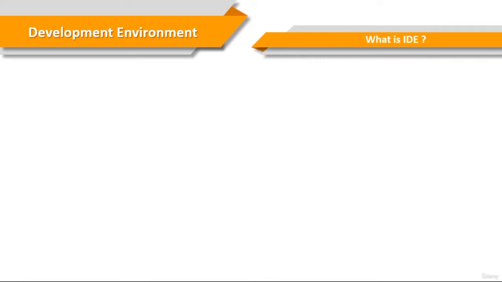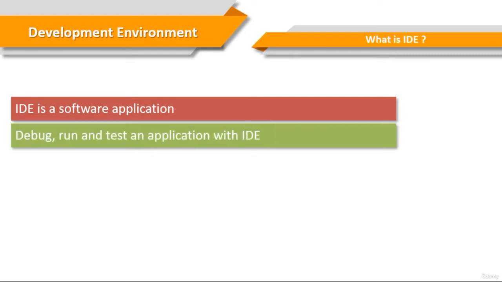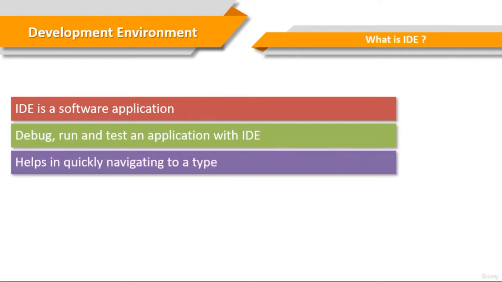Now, I also want to explain a little bit that an IDE is a software application that combines all of the features and tools needed by a software developer. So a developer would be able to debug, run, and test applications with an IDE. And because it provides useful debugging and testing features, it's all in one handy place. So an IDE helps us in quickly navigating to a type without really needing to worry about our project.